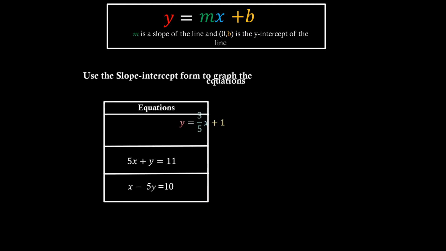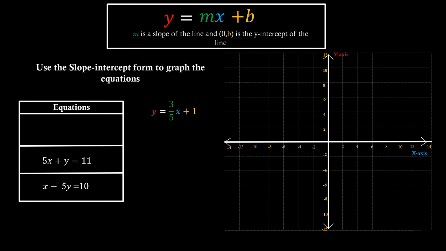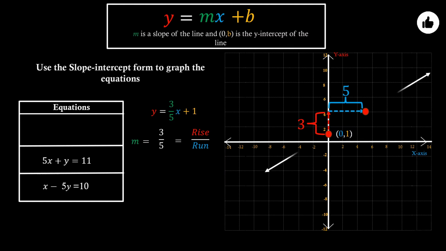First up is y is equal to 3 over 5 times x plus 1. So the slope is 3 over 5, and the y-intercept is 0, 1. We can plot the point 0, 1, and starting from the point, we move up 3 units, and then move 5 units to the right. Place a point there, and graph the line that goes through both points.